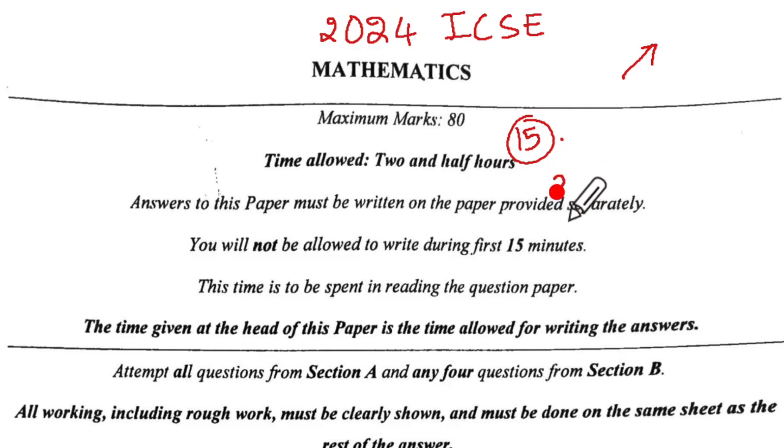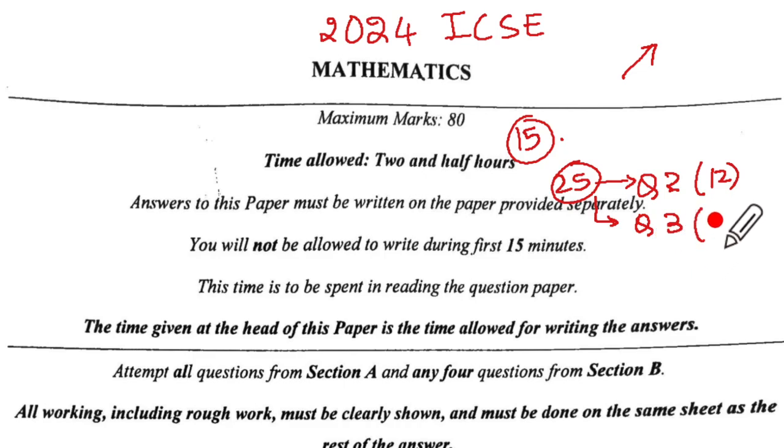And now we have 25 marks remaining, which will be distributed in Question 2 and Question 3. Question 2 is going to be for 12 marks and Question 3 is going to be for 13 marks. So we will have 3 questions of 4 marks each here, and here it is going to be 3 questions of 4, 4 and 5 marks. So let us look at our Question 2.